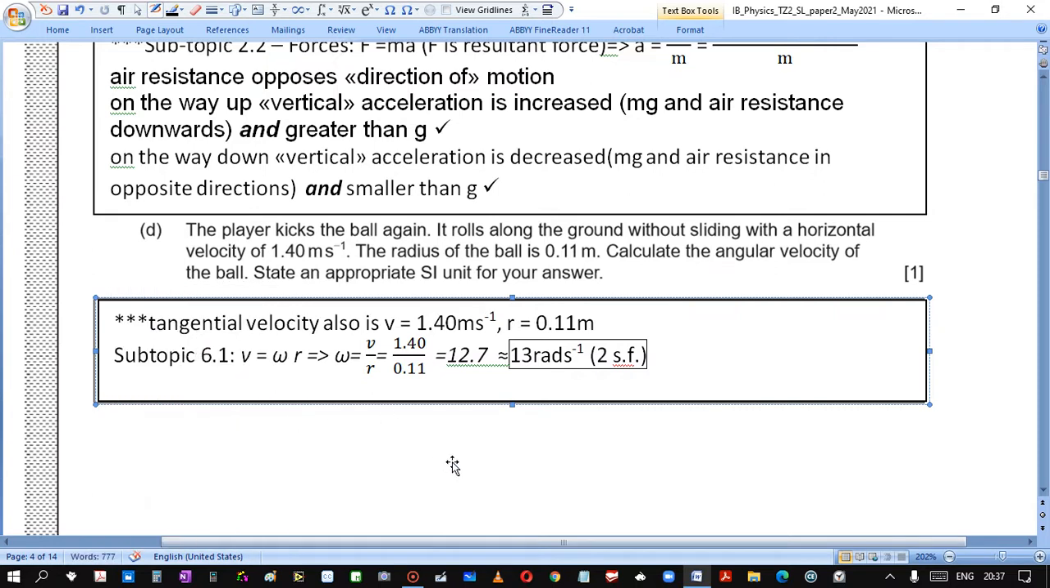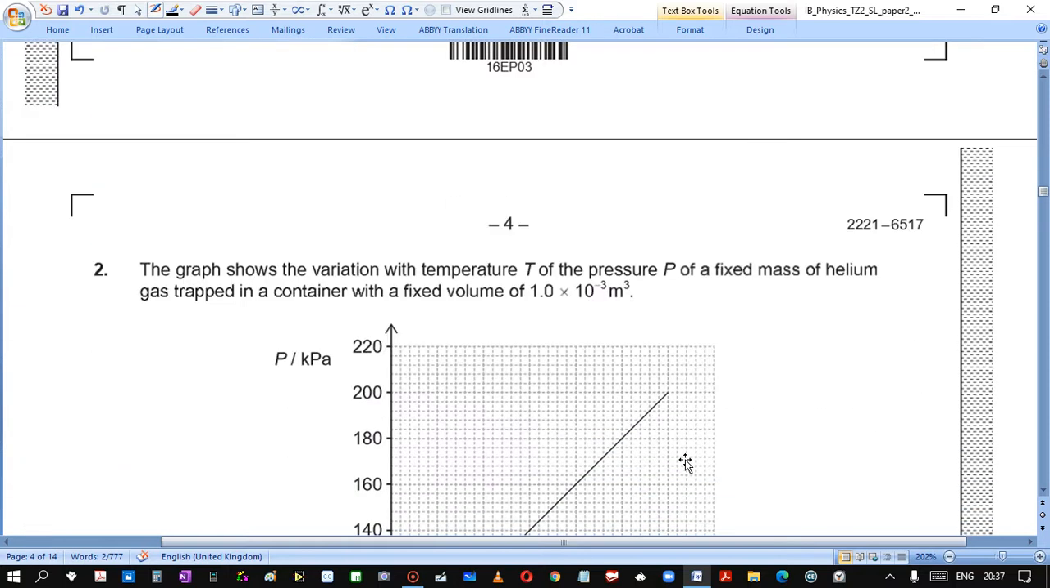velocity is the same as horizontal velocity, 1.40. Radius is given. From subtopic 6.1 we get the formula linking tangential speed with angular speed. We write this formula for angular speed. We put values and we get a certain number of radians per second to two significant figures.